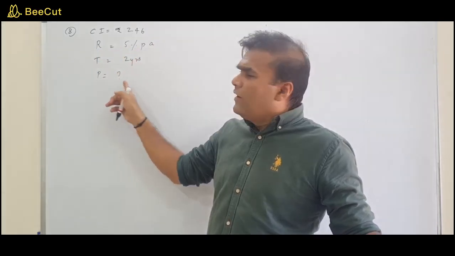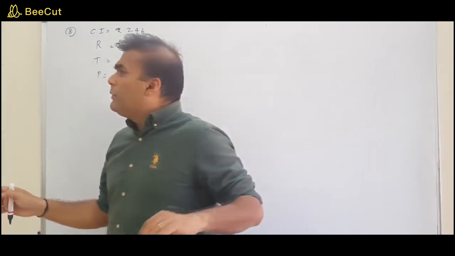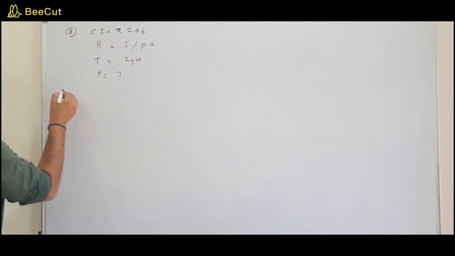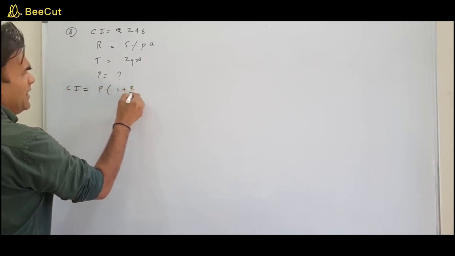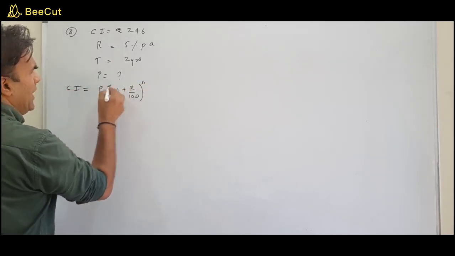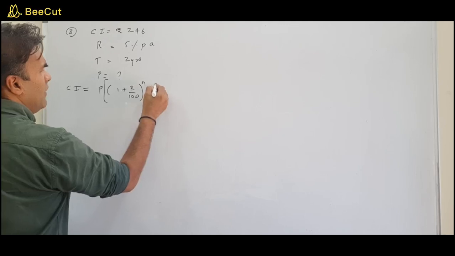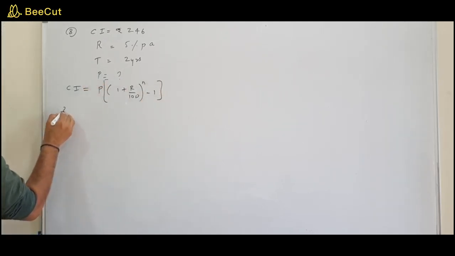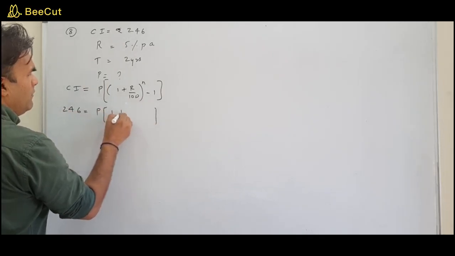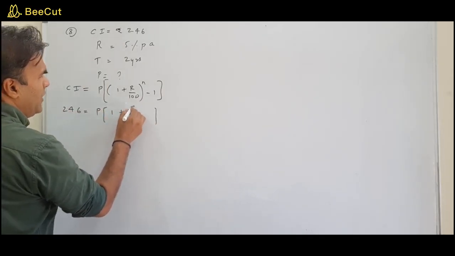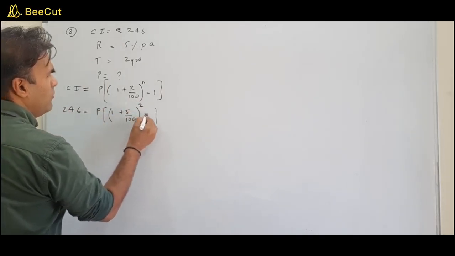We have to find one unknown. Simply you place the formula. What is the formula for compound interest? CI equals P into (1 plus R upon 100) raised to n, minus 1. So if you place the values, 246 equals P into (1 plus 5 upon 100), the whole raised to 2, minus 1.